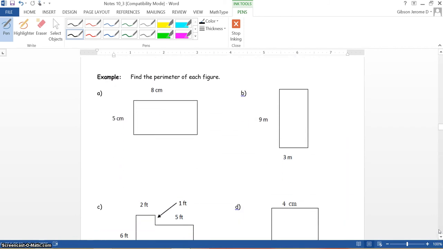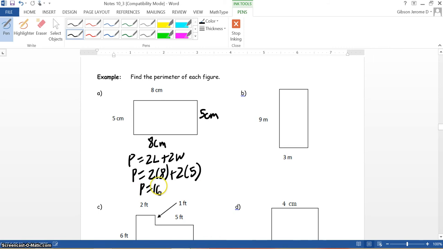Now it says example, find the perimeter of each figure. Now we can see here that this is a rectangle, so we know the opposite sides are congruent. So this side is 8 centimeters and this side is 5 centimeters. So perimeter, that means we add up all the sides here, or we could do 2 times the length plus 2 times the width. So the perimeter is equal to 2 times 8 plus 2 times 5.